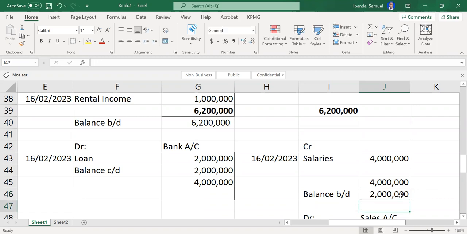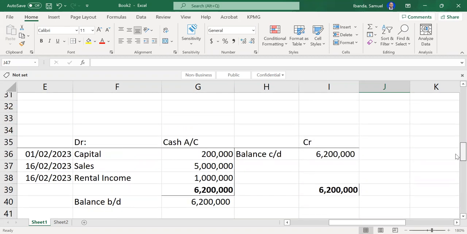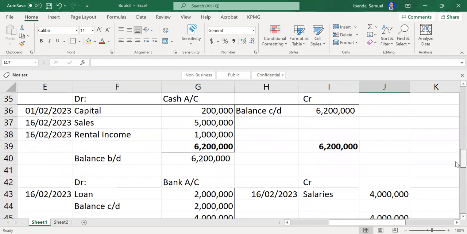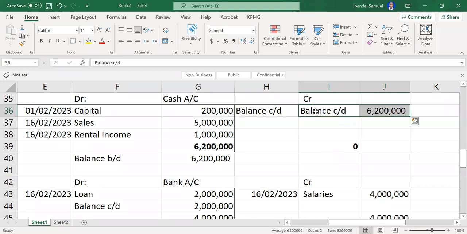Now, somebody asked the question: what debts do we include on the balance brought down or balance carried down? Now, this is what I'll say. When it comes to the balance brought down, because we usually balance off our transactions at the end of the month, we usually balance off our transactions at the end of the month.